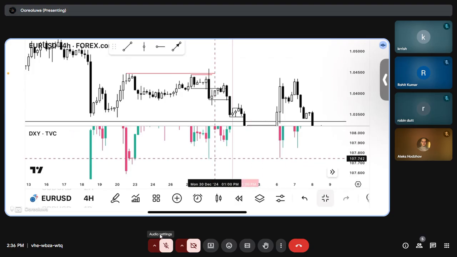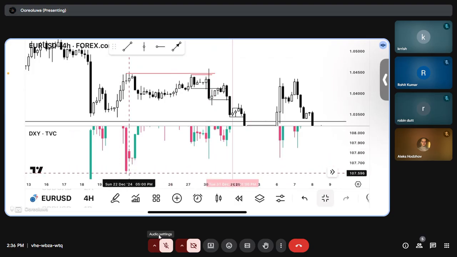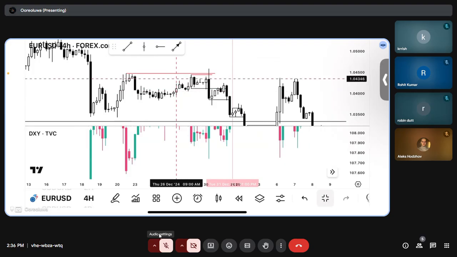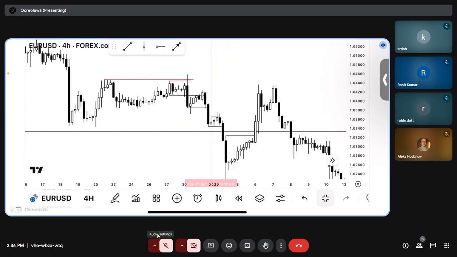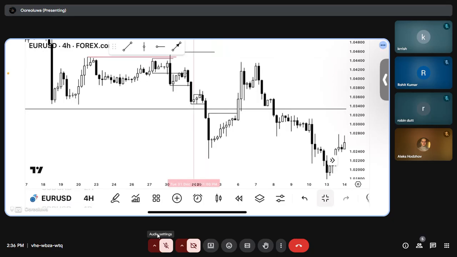Okay, look, this is an SMT. So we swept that high. Failure swing on DXY, and a real one on Euro USD. So this sell was good. Your stop loss is still here. Don't forget, that's still your stop loss.